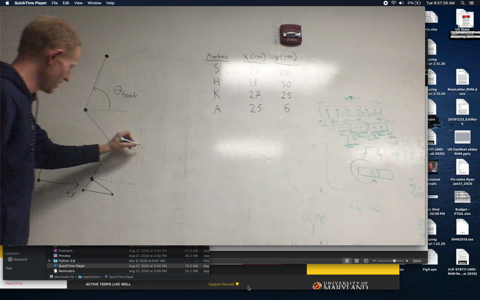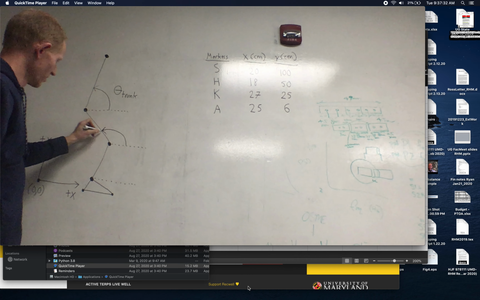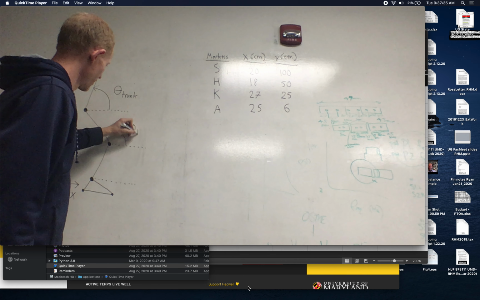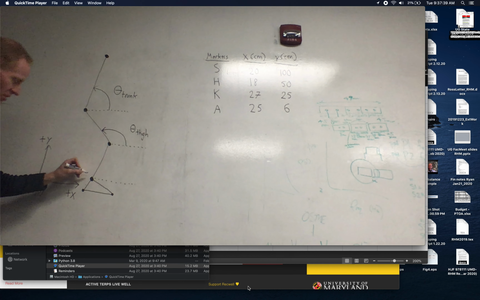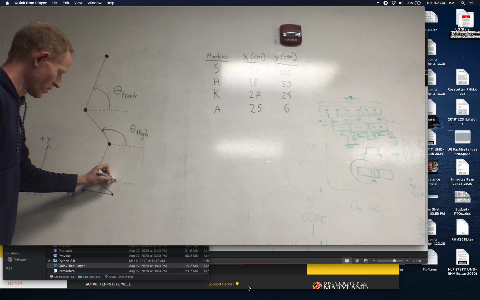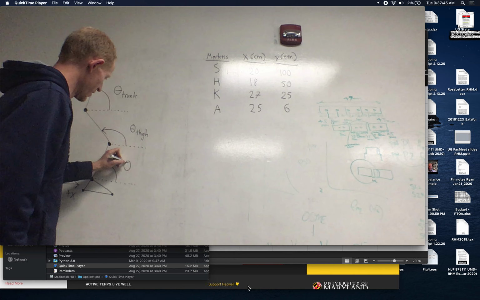This one here, start at the x-axis, rotate counterclockwise until you hit a segment. It's theta thigh. And same deal down here, start at the x-axis, rotate counterclockwise until you run into the segment, and that's theta shank.